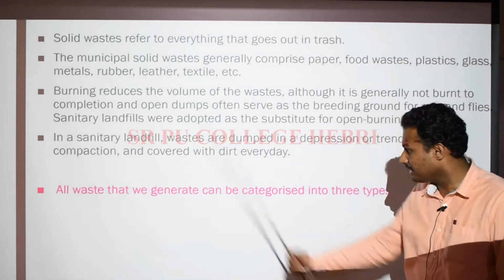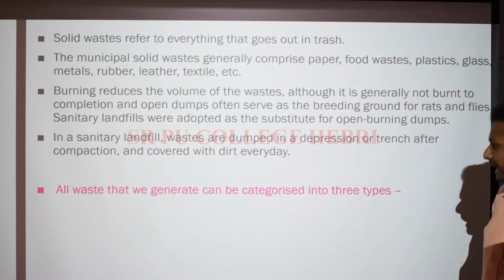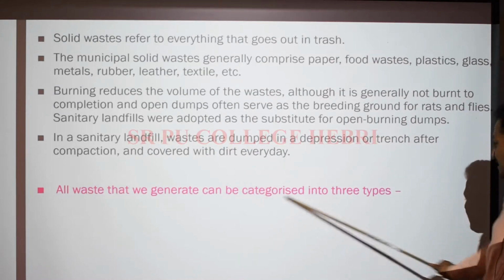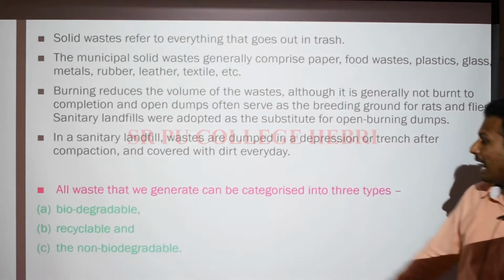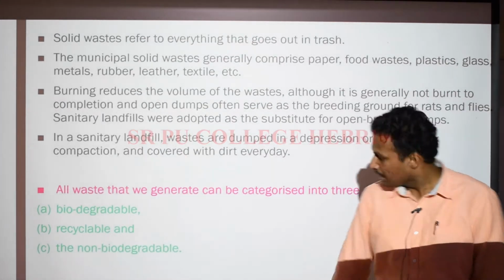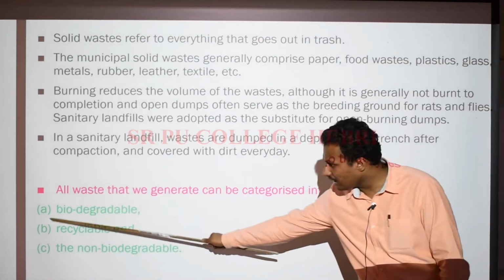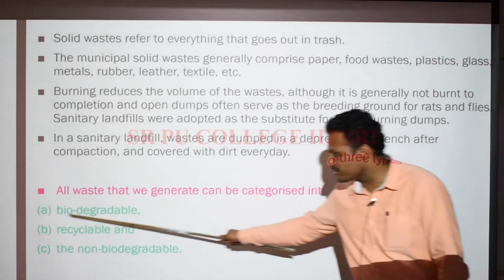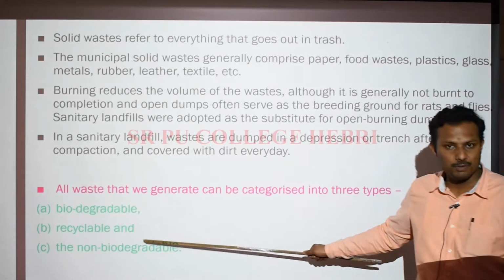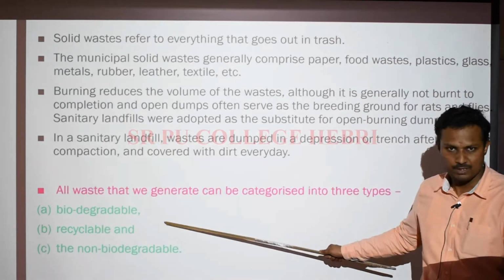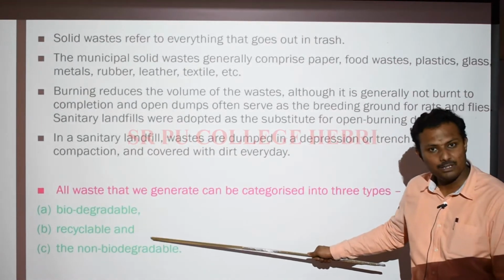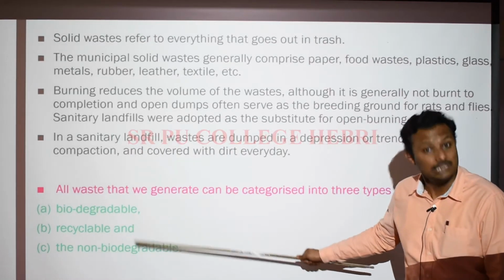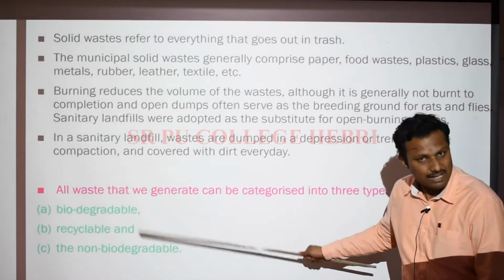is nothing but whatever the waste that we generate, solid waste, has to be categorized into three types, such as biodegradable, recyclable and non-biodegradable. Biodegradable means the waste that can be decomposed. That means the organic waste material, maybe the waste food products, right? Recyclable means the glass material, maybe the leather materials, or maybe the plastic materials.